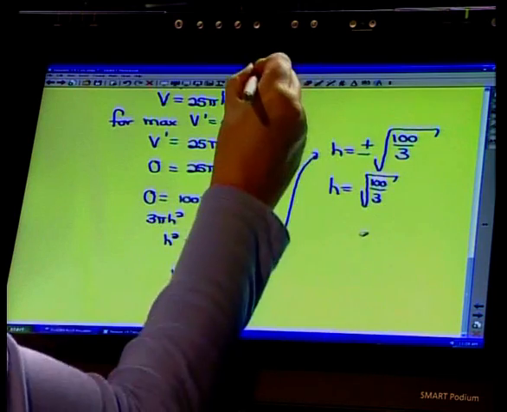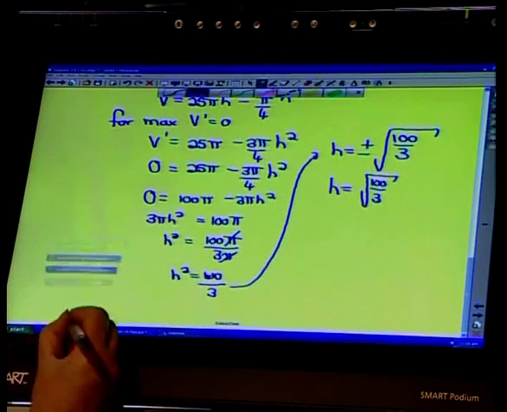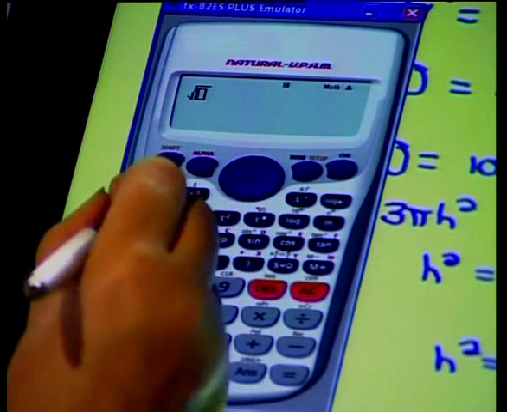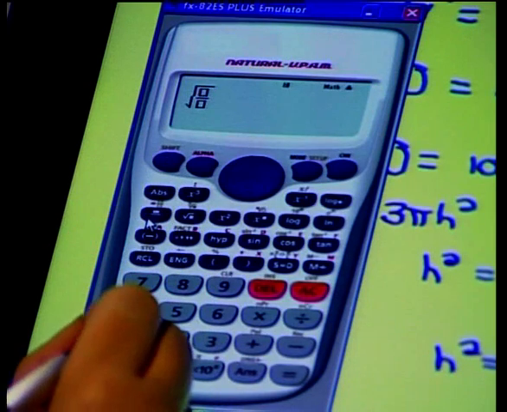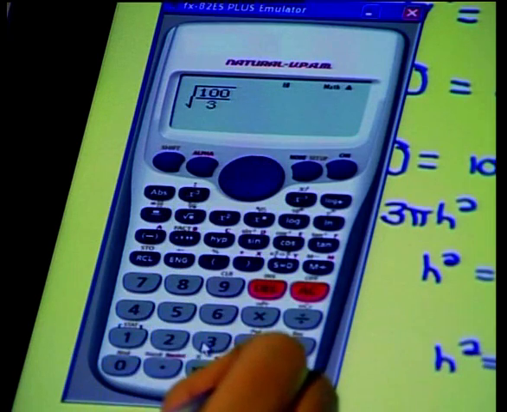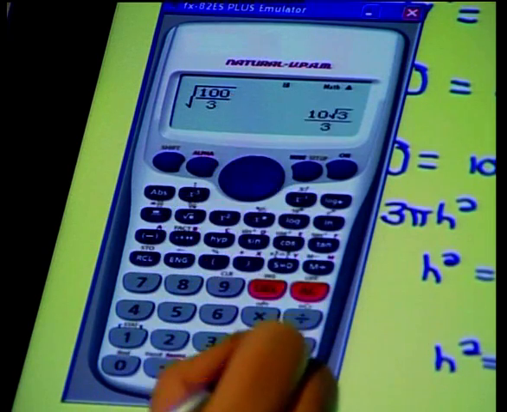So let's go to the calculator and show the calculator in action. Right, here we have it. We want to find the root of, so we put that in, we put our fraction button in, we put in the 100, and we arrow down to 3, and we press equals.